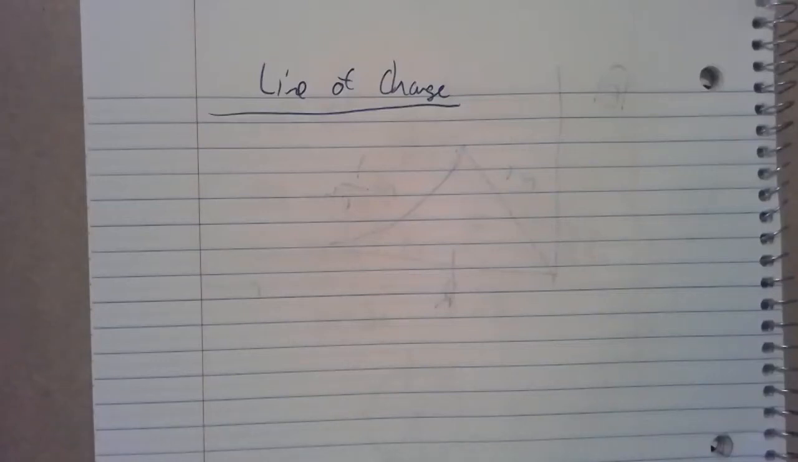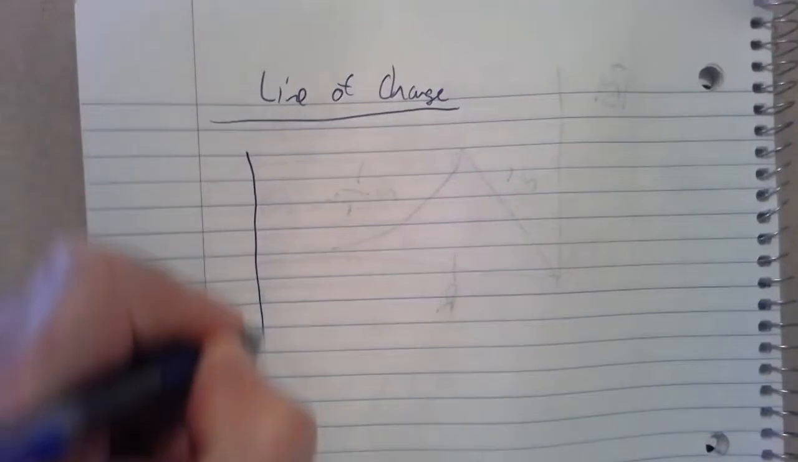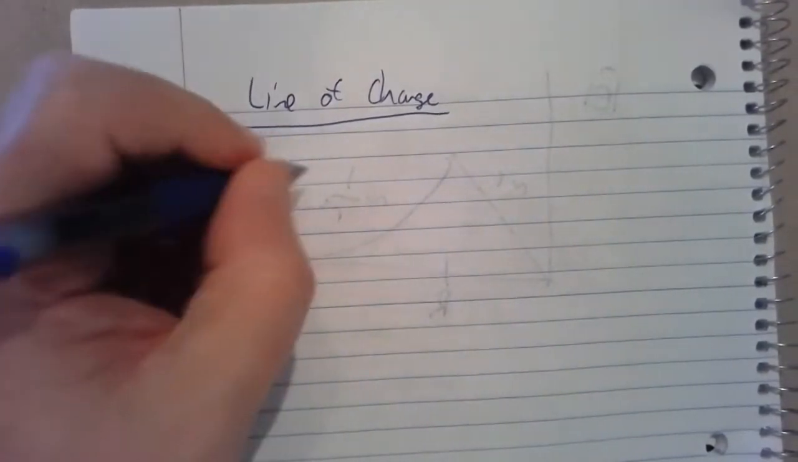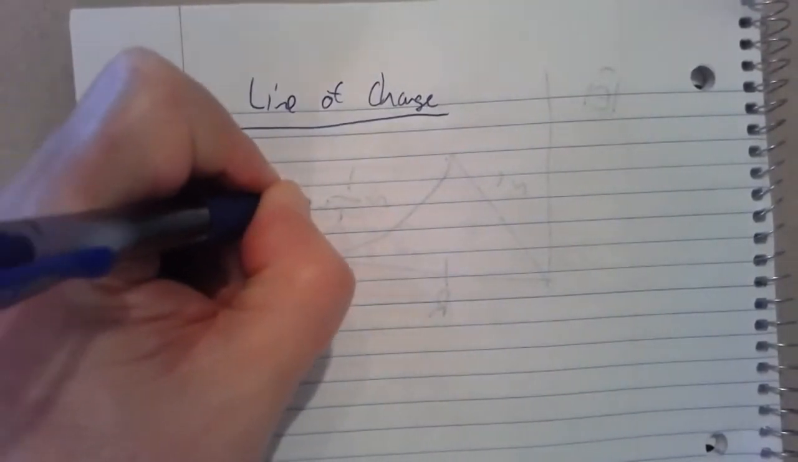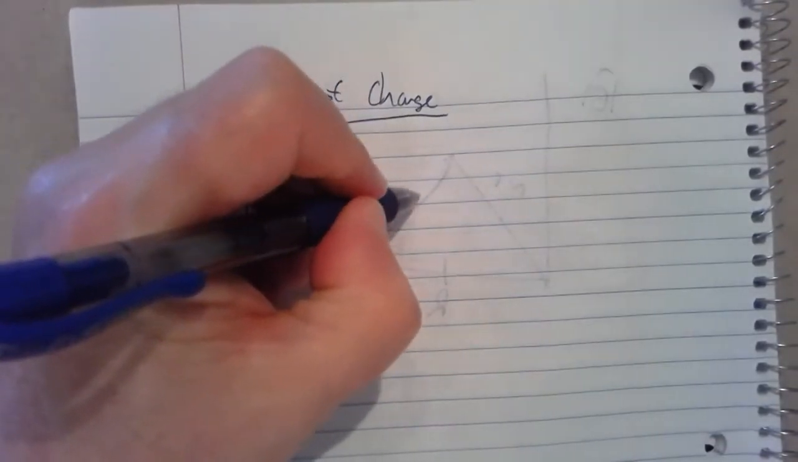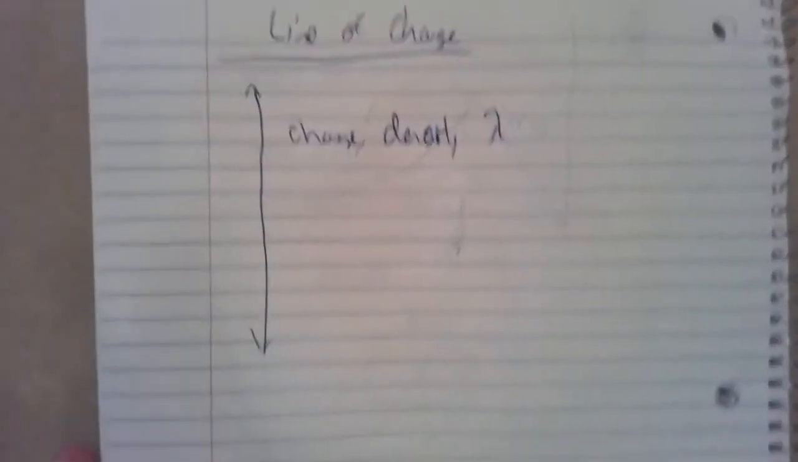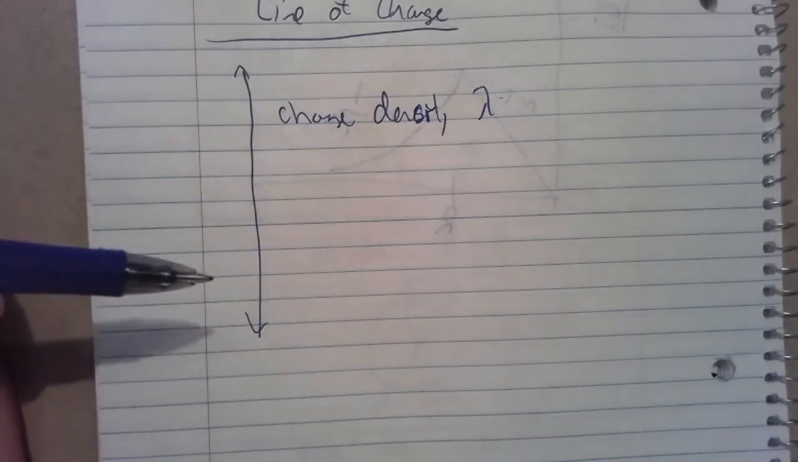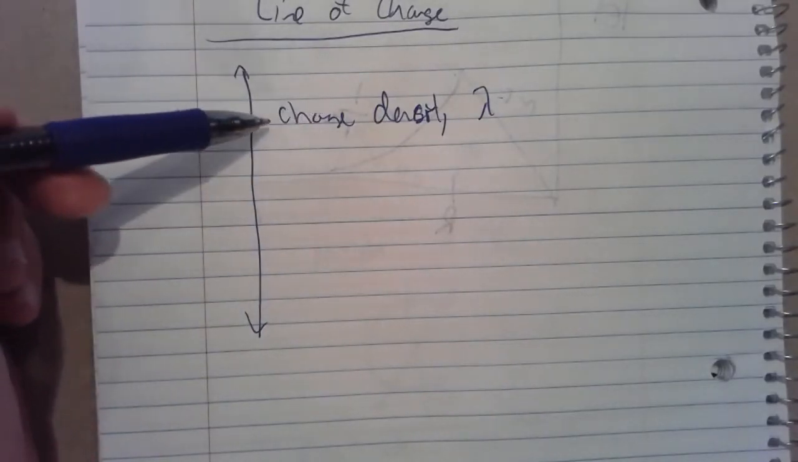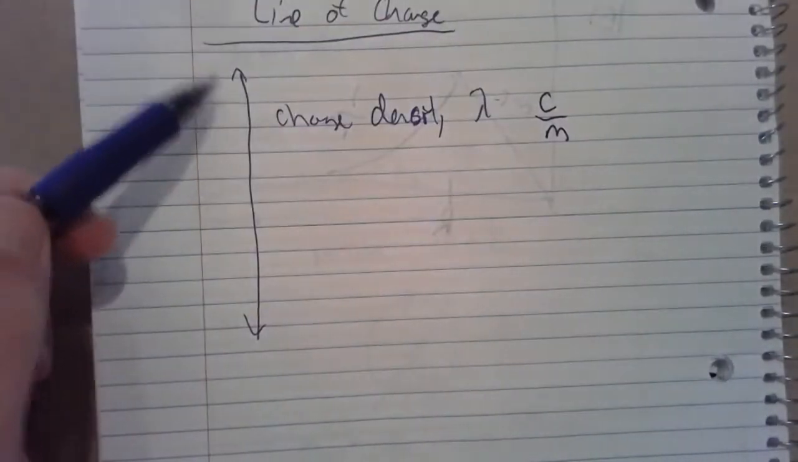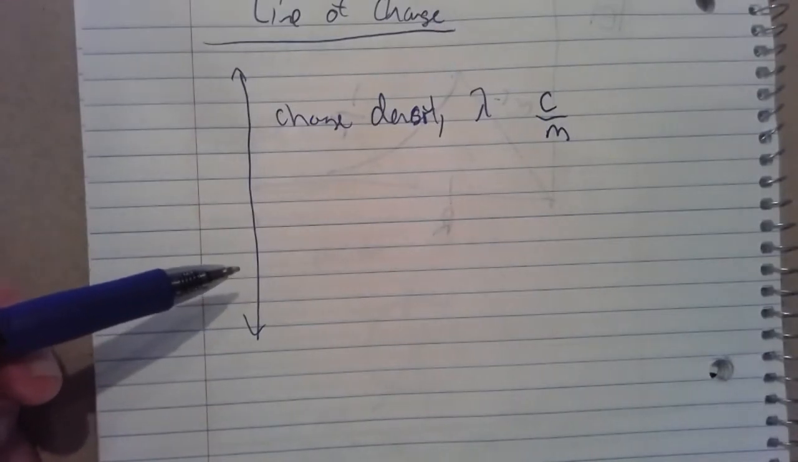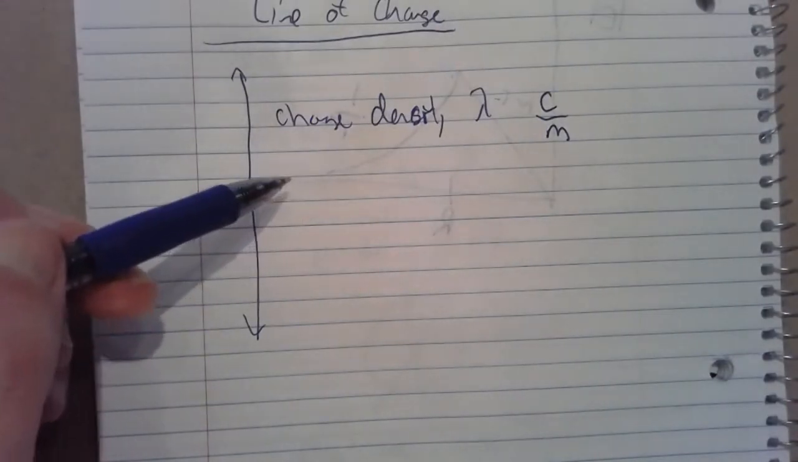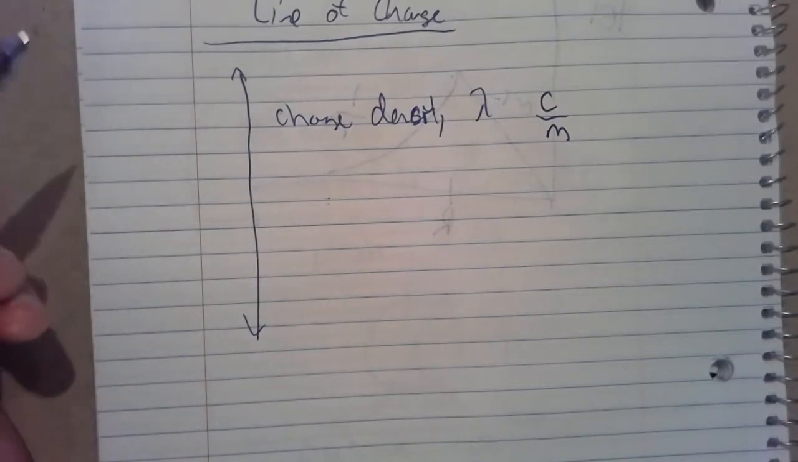Okay, another Gauss's law problem. We're going to have a line of charge density lambda, so we have a constant charge density. Because this is an infinite line of charge, our total charge is infinity, but our charge per unit length, in coulombs per meter, is this constant lambda. We want to find the electric field some distance r away.